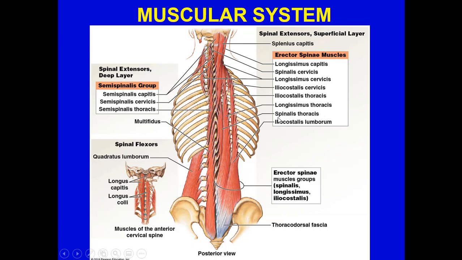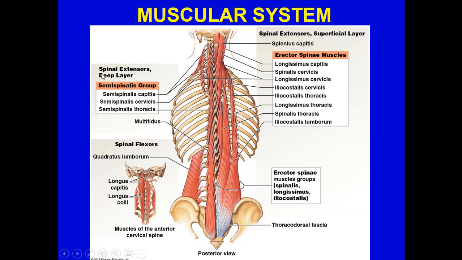Longissimus thoracis, spinalis thoracis here, iliocostalis lumborum right here. Now, the erector spinae muscle group. This is the spinalis, longissimus, and iliocostalis. There we are, the three sets right there.